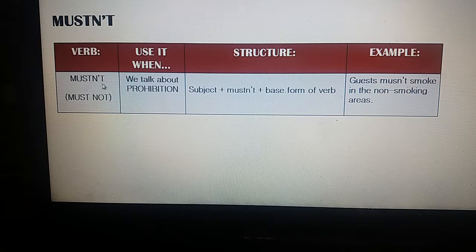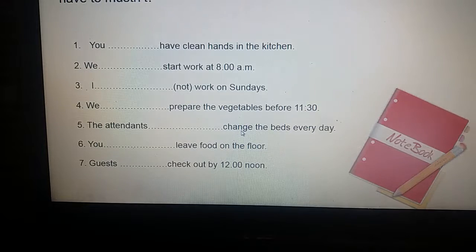And the last one, mustn't. Negative obligation. No debes. No debes fumar en áreas que no son de fumar. Alright, it's something that is forbidden. Remember, para cosas que están prohibidas, we use mustn't. Alright, now let's practice.